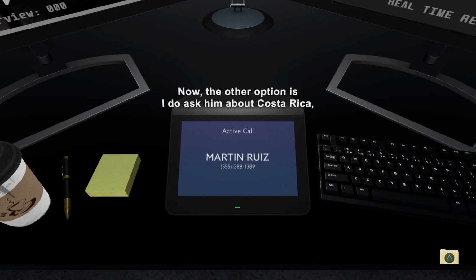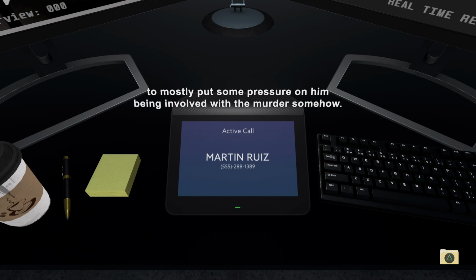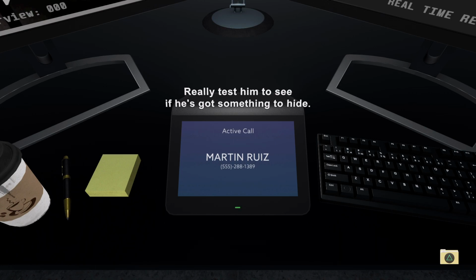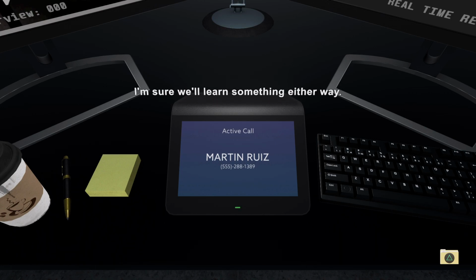Now, the other option is I do ask him about Costa Rica, but I don't reveal anything. I just see where he takes things when I ask him about it. Instead, use the time to mostly put some pressure on him being involved with the murder somehow. Really test him to see if he's got something to hide. I'm sure we'll learn something either way. I think we should go with the drama. So, this is where my trust lies with you. All right, look things over and let me know how you want me to proceed. Drama. All right, we'll talk soon. Okay. See you soon, mate.